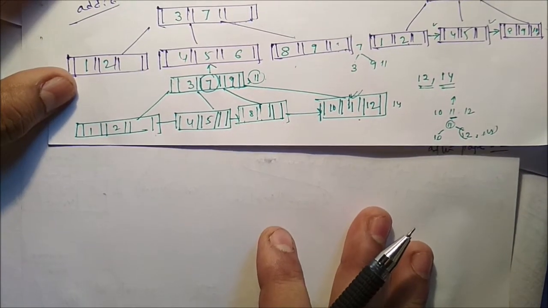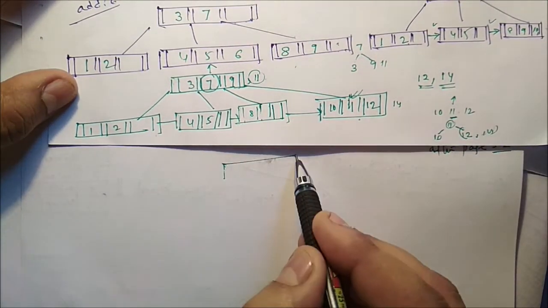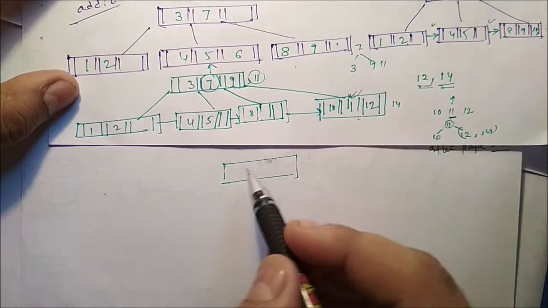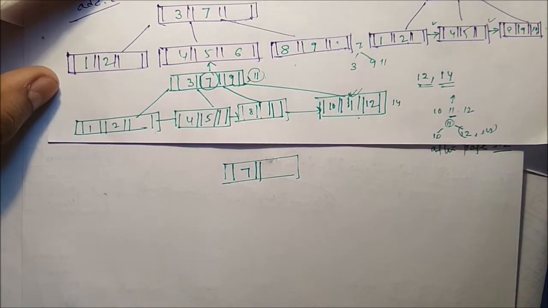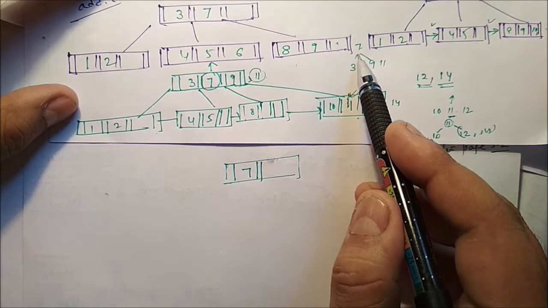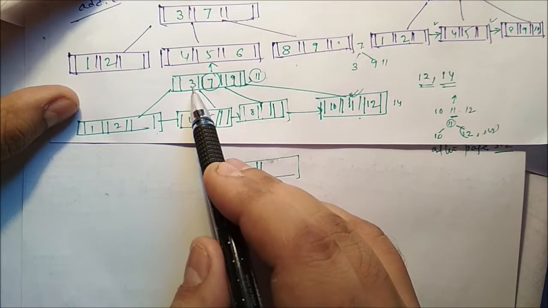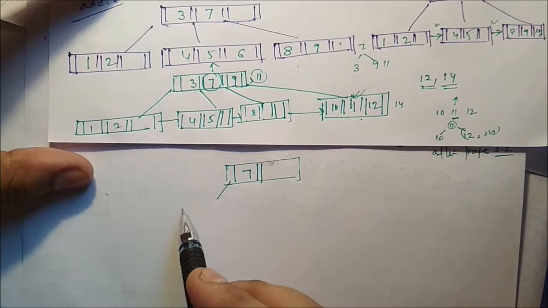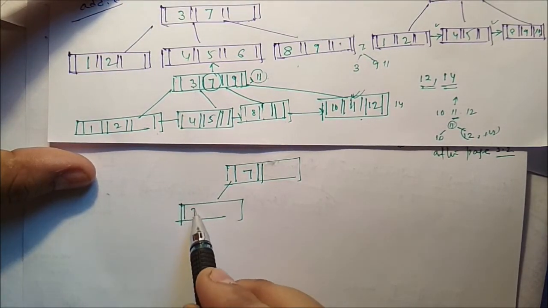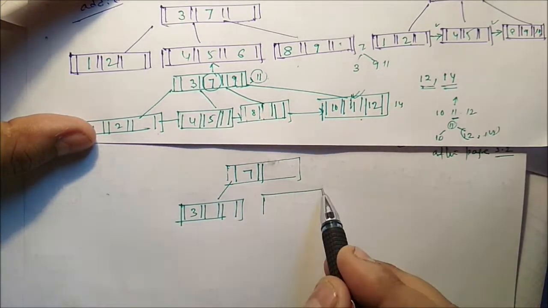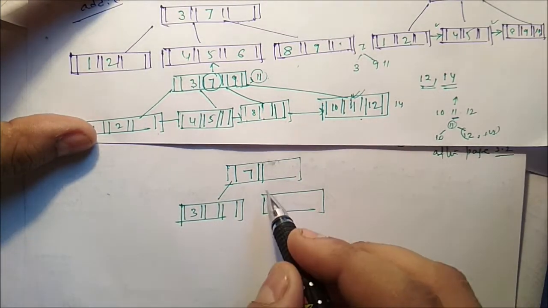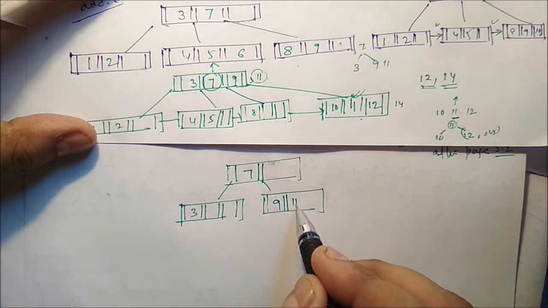Are you getting this one? So the parent will be what? 7. So you just put 7 here. So 7 will be the root, the left child will be what, 3 and 9, 11. So here 3 must be present, okay, and 9 and 11.